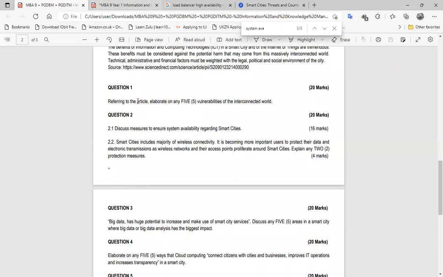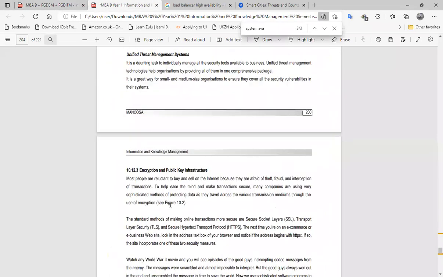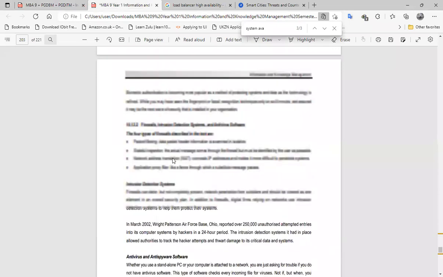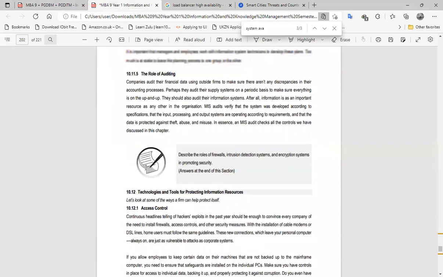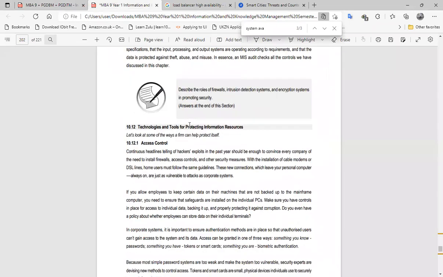So this is too much. We don't need to talk much. So protection. Now we're talking about this part. Technologies and tools for protecting information resources. So access control, you won't use access control.